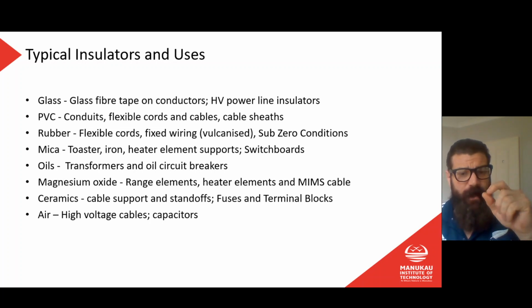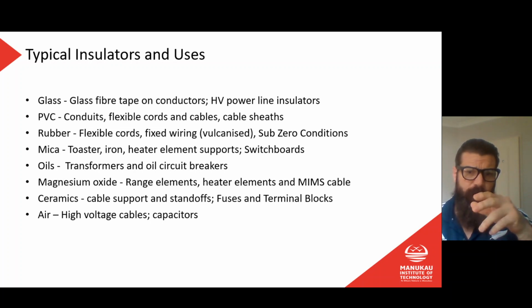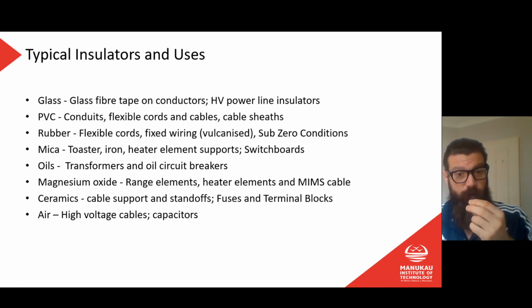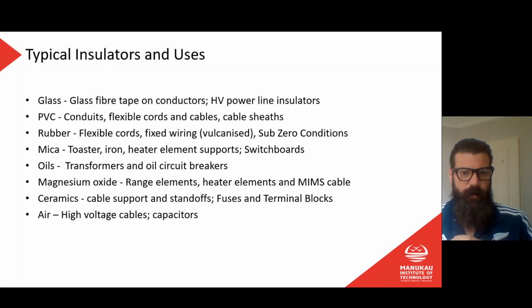Magnesium oxide, we use that as a powder. We use it inside elements on a stove or oven or hot water cylinder or in your jug or anything like that. So you see that you've got the metal outer, like the element on top of your stove, and if you cut that, you would find it's filled with a white powder, and then the actual element itself is inside that white powder, and that white powder is used as an insulator in that case. Obviously, it's very, very heat resistant. We could not use PVC or rubber or any of those other things as an insulator in this situation inside a heating element, because it would burn, it would just be destroyed. So magnesium oxide is heat resistant.